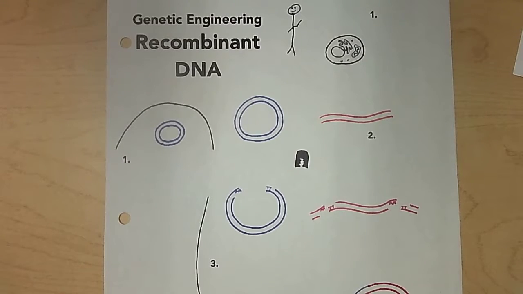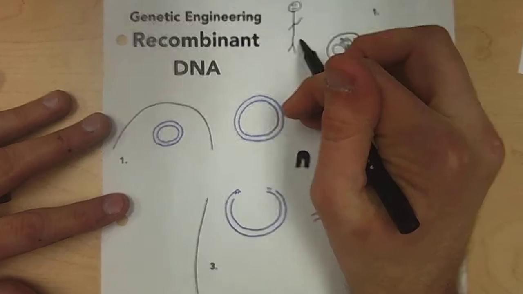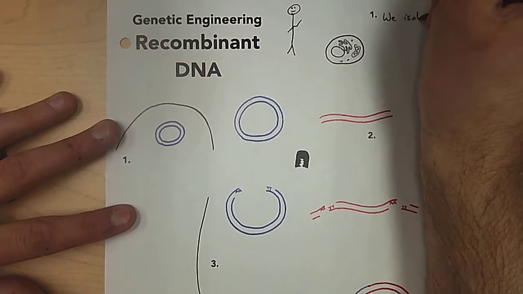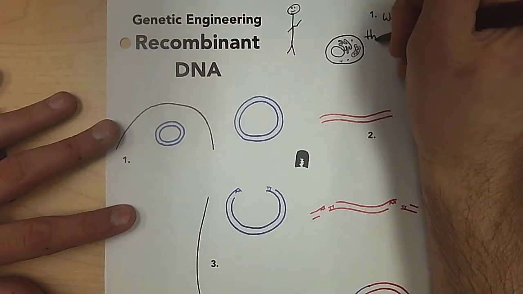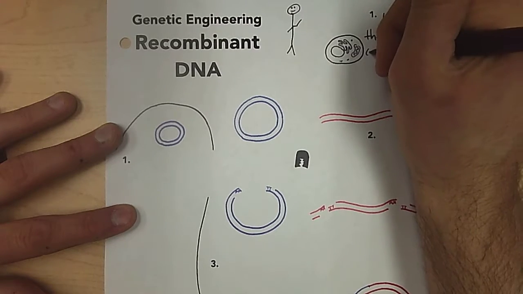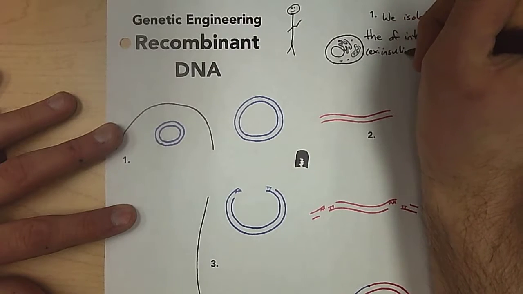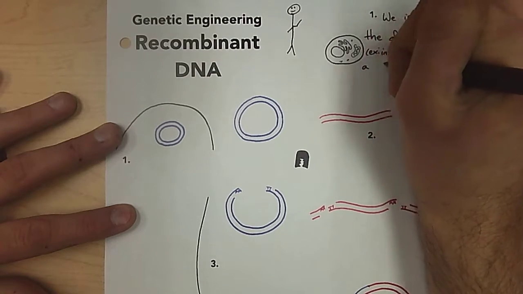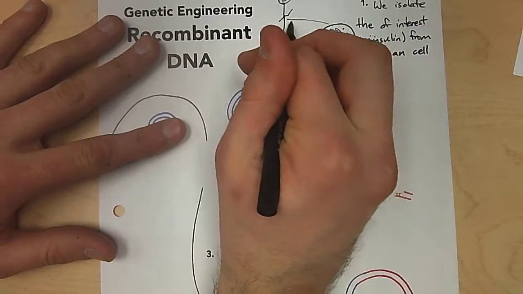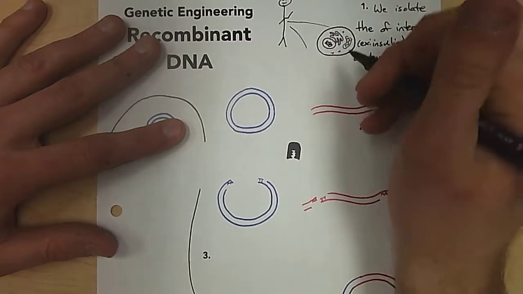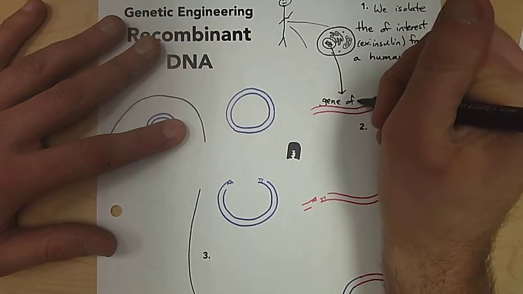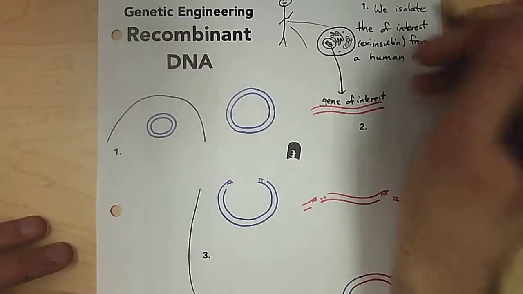We're going to have two step ones. The first step one is to isolate the gene of interest, in this example an insulin gene, from a human cell. And so here's our human. We're going to zoom in a little bit to their cell. They're going to have a bunch of DNA in their cell, and we're going to extract our gene of interest. So that's the first step one.